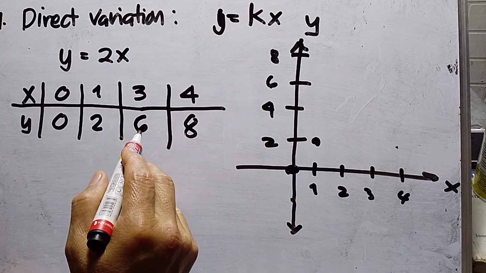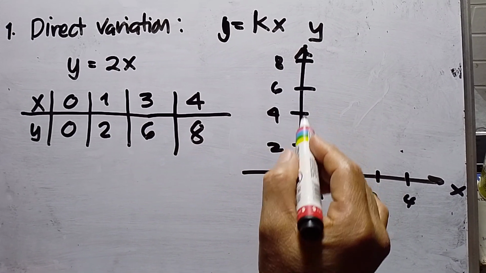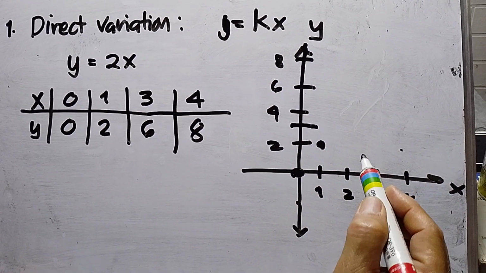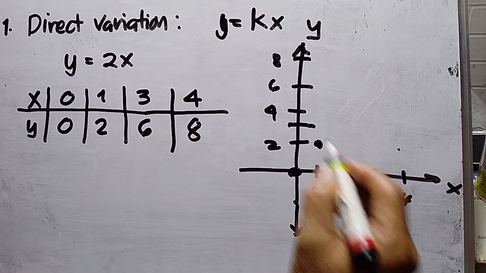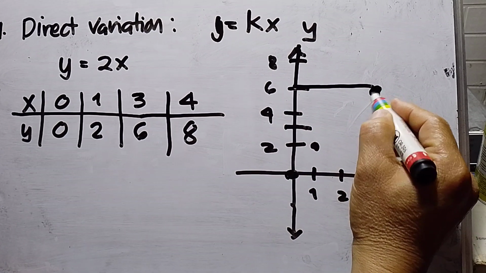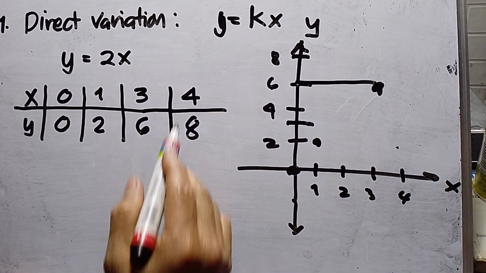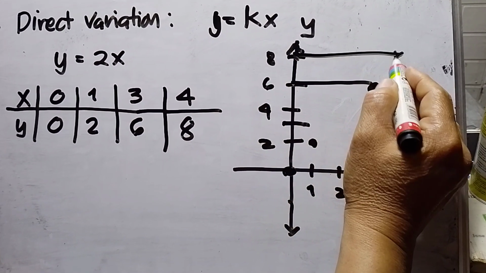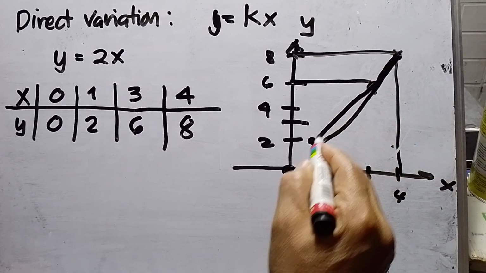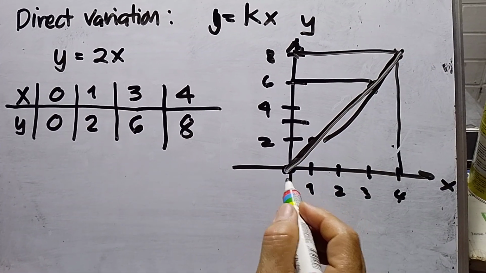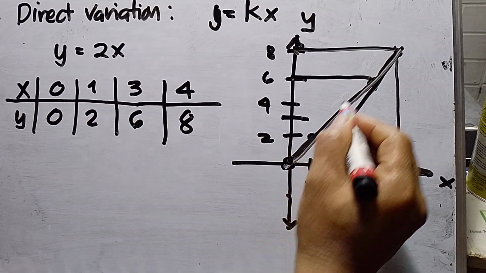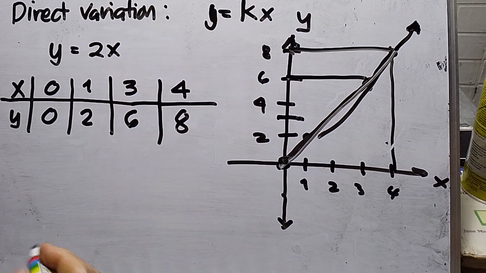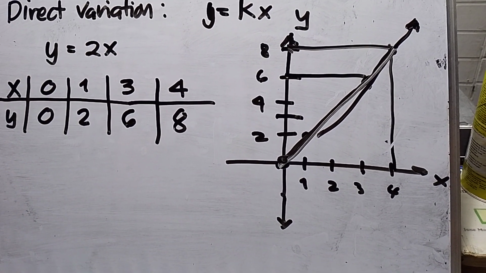Then 3 and 6. So where's my 3? Between 2 and 4, right? Then 3 in here, and then 6. And then the last will be 4. 4 and 8. So this will be here. So just connect. This will be a straight line. So take note, from 0, that will be increasing to infinite value. So that's the graph for direct variation.